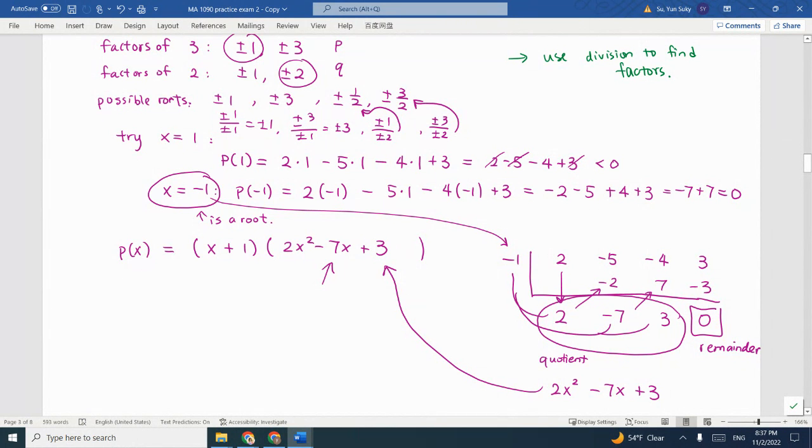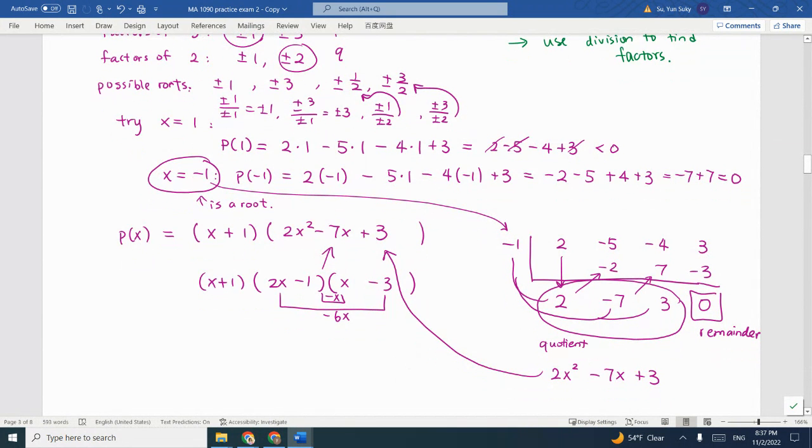Let's see, can we factor it? Looks like we can, right? We can do it. So we get 2x and x. And the factors of 3 are 1 and 3, or minus 1 and minus 3. And you want to have minus 7x. So that's why you put negative 3 and minus 1. Negative 3 times 2x is negative 6x, and negative 1 times x is negative x. When you add them, you get minus 7x. So this is how we factor it, right?